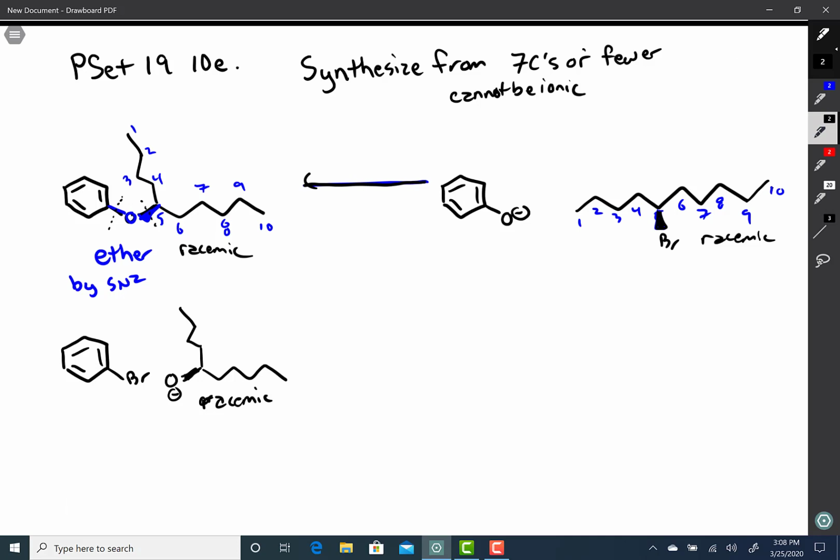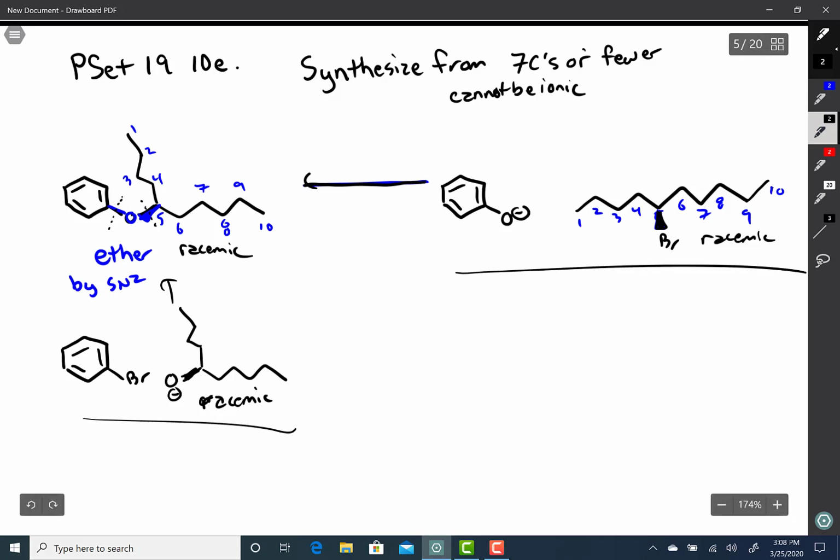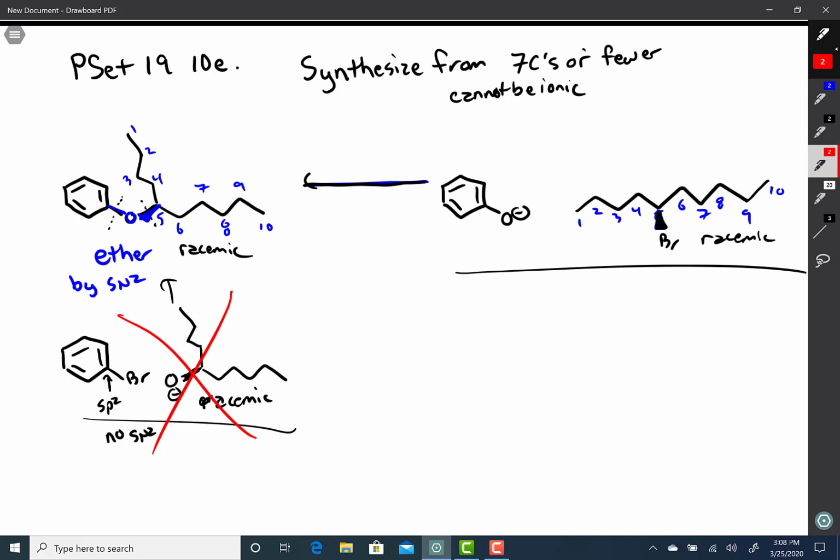Now, these two routes are not equal. You can do this route right here. You cannot do this route, mainly because if we take a look, the alpha carbon here is an sp2 alpha carbon. And you can't do an SN2 reaction on a benzene ring. So this doesn't work. So you have to use this method.